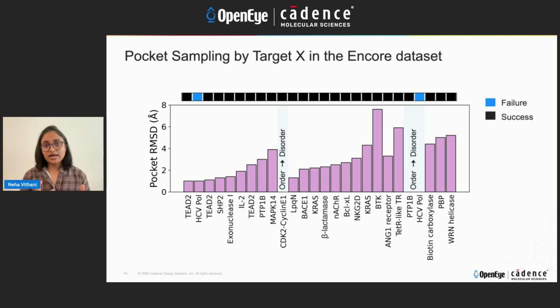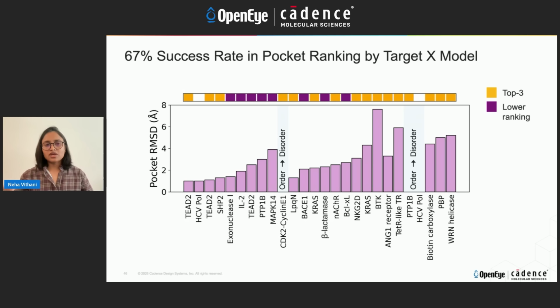Now that we have built TargetX model, which can predict ligandability and rank the pockets based on the likelihood of binding to ligand molecules, we wanted to use it for ranking the pockets that were predicted in our ENCORE dataset using TargetX method. So we take all the pockets that are predicted by TargetX method for each example in the ENCORE dataset and rank them based on ligandability. We achieve 67% success rate in ranking known ligand binding pockets among top 3.